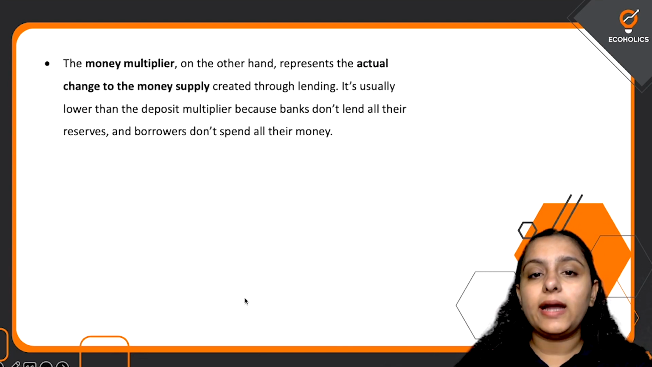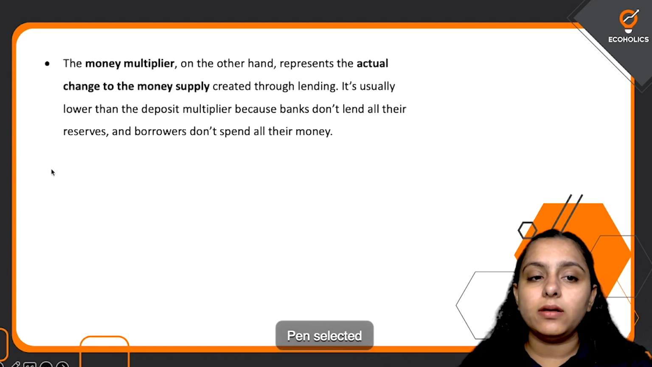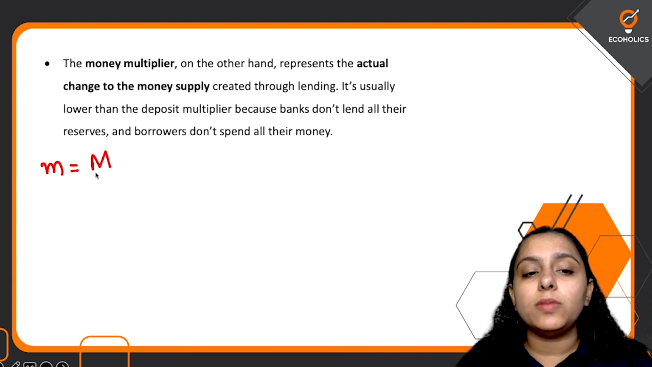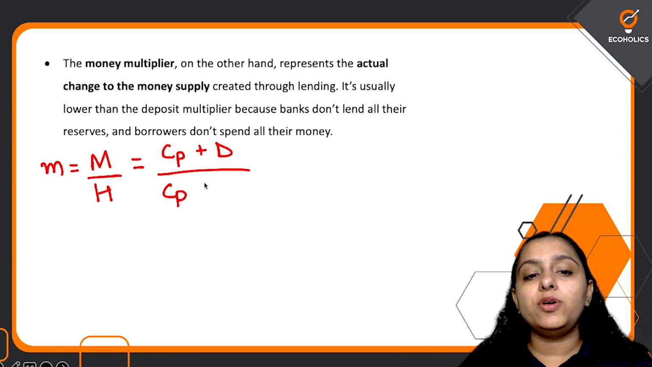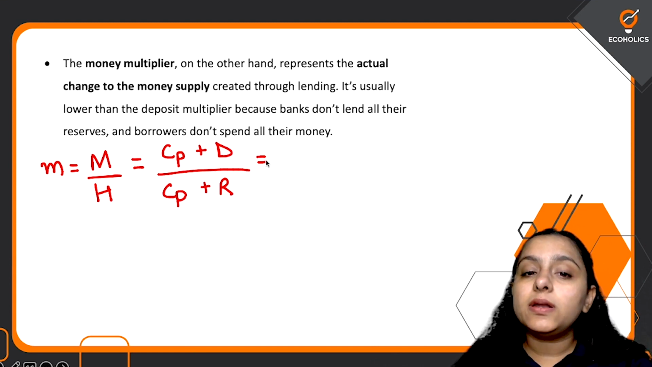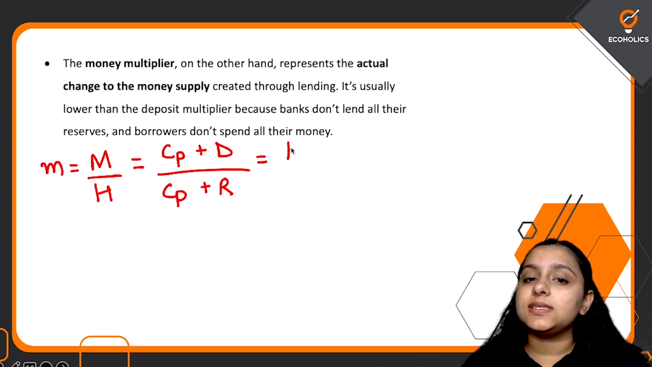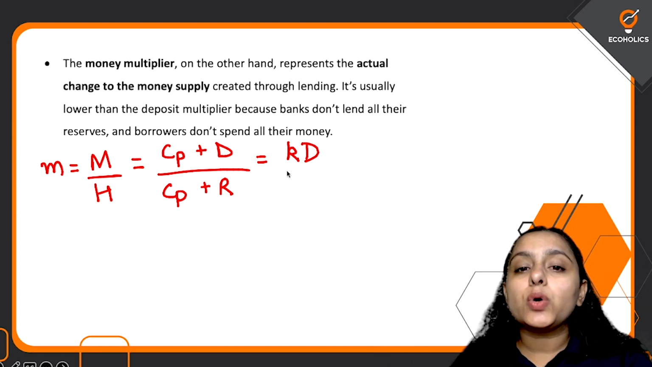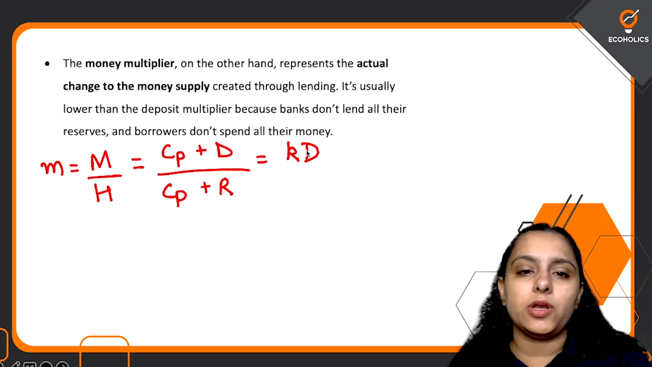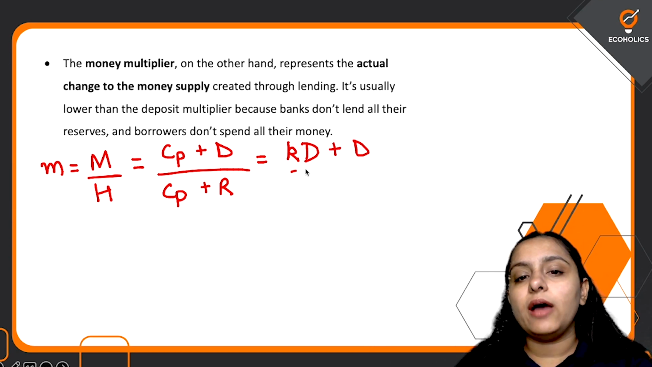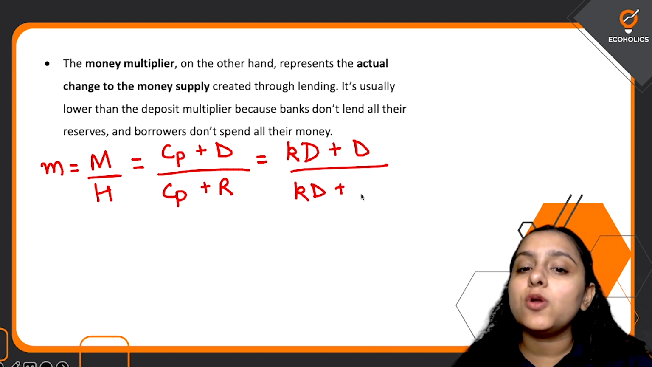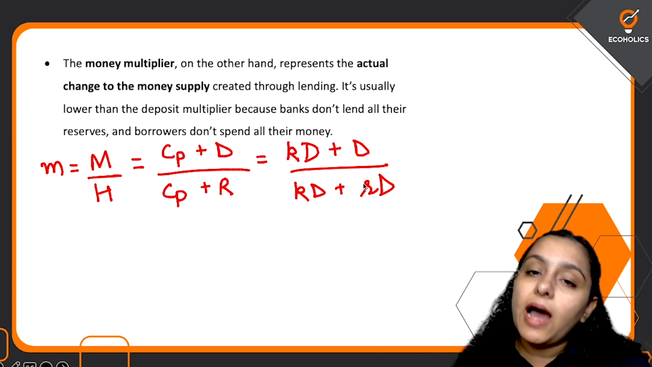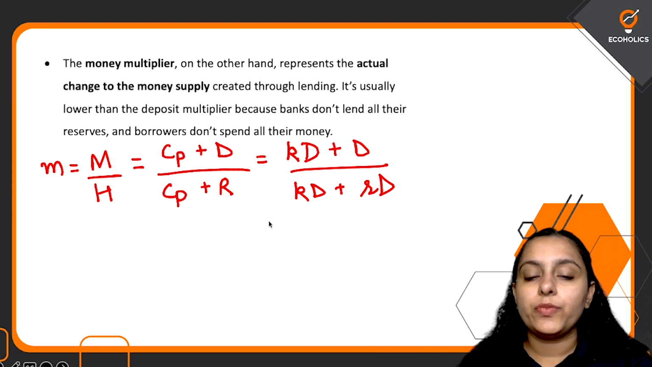Now before that, let's get to the formula for money multiplier. I told you money multiplier is equal to money supply upon high powered money. Money supply is equal to currency with public plus demand deposits, whereas high powered money is equal to currency with public plus reserves. The public will always hold currency as a proportion of their deposits. So K represents the currency deposit ratio, and deposits we already have. Whereas again here, replacing currency with public with KD, and reserves are also a proportion of deposits, where R denotes the reserve ratio.